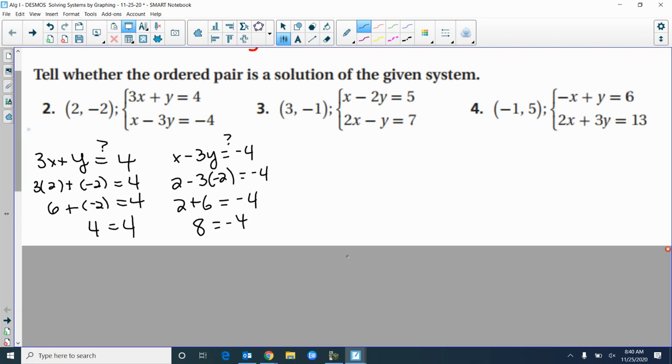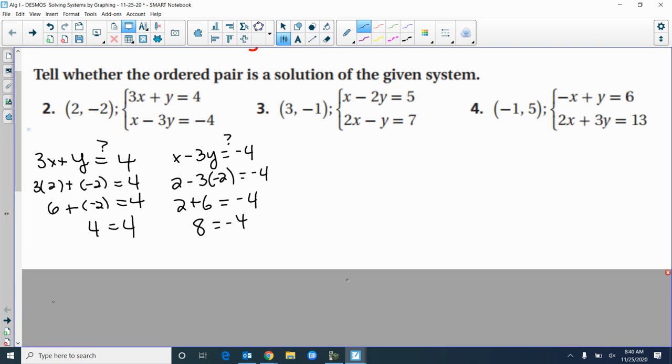If it doesn't equal each other, it's not a solution. Oh, I just saw. Not a solution. Okay, for that one. Preston, how about number 3? Is it a solution or no?